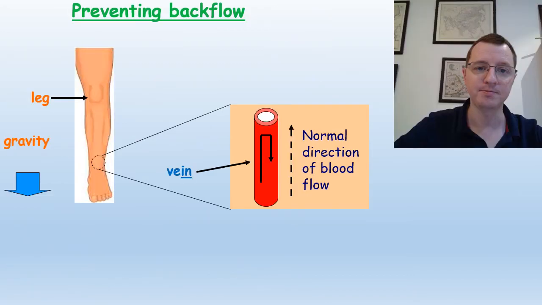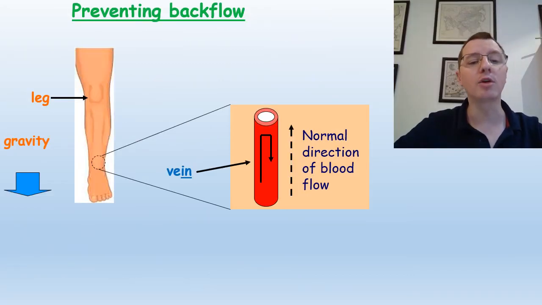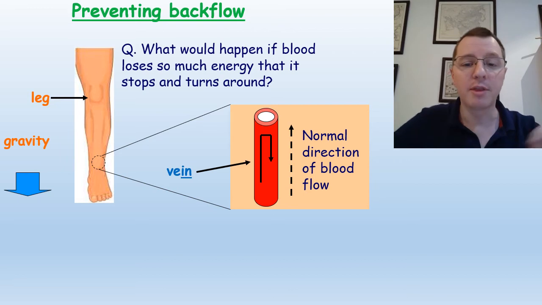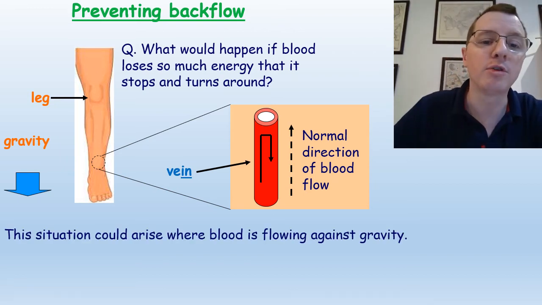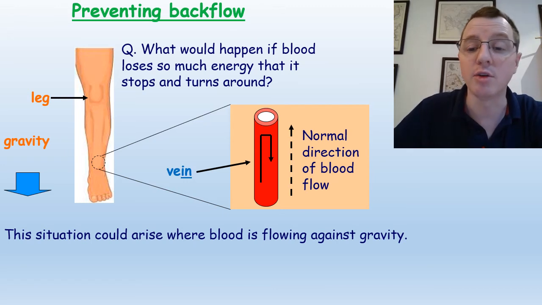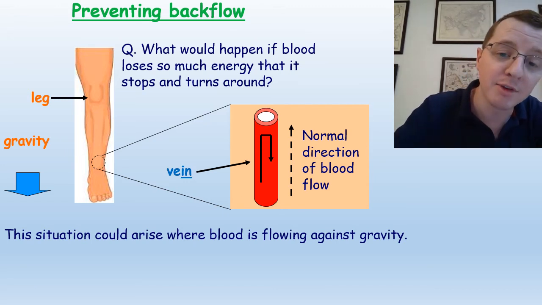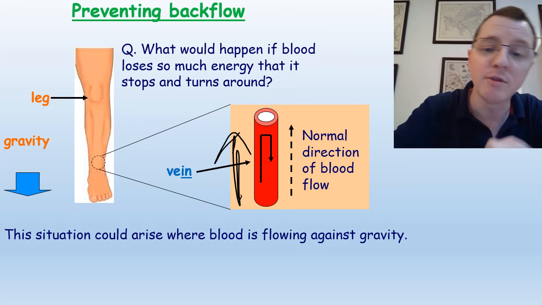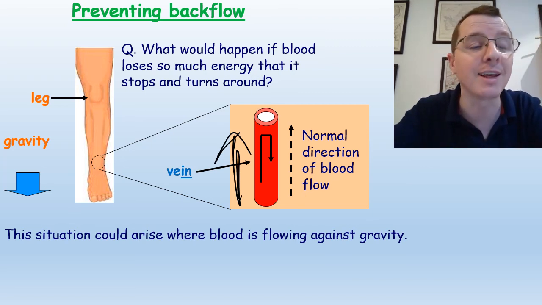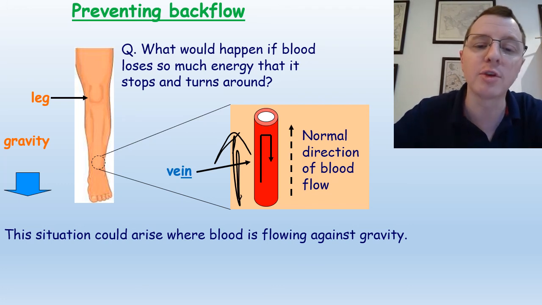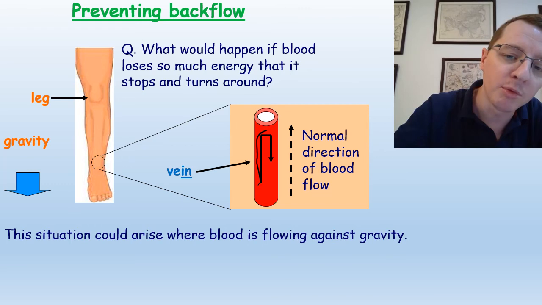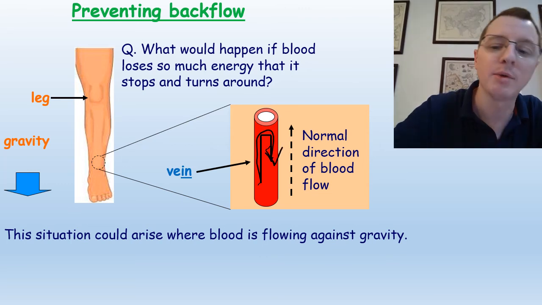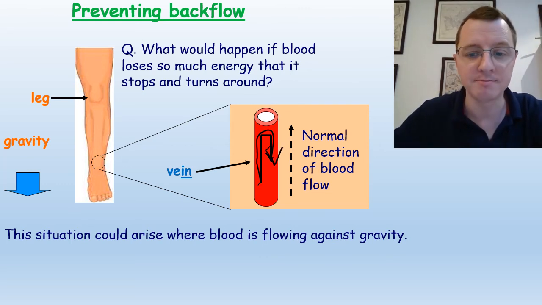But if we go back and look at those veins for a moment and we think about the use of those valves, what would happen if blood loses so much energy that it stops and it turns around? We've got to think carefully that in your vein, the blood is constantly fighting against gravity. It's trying to get higher up in your body. But if it doesn't have enough energy, then just like the diagram shows you here, that blood will move up and then it will start to move down again with the flow of gravity.